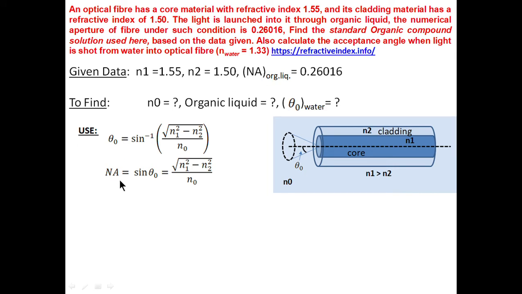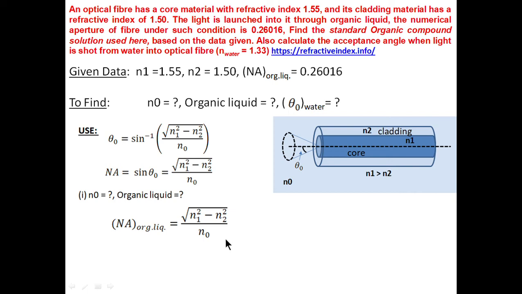So numerical aperture is equal to sine of theta naught, which is equal to root of n1 square minus n2 square, divided by n0. In this case, n1 is known, n2 is known, n0 has to be found out, and NA, which is sine of theta naught, is already given. So in the first case, where you have to find the refractive index of the organic liquid, use this equation. NA, that is the numerical aperture of the optical fiber when kept in the organic liquid, is equal to root of n1 square minus n2 square, divided by n0.